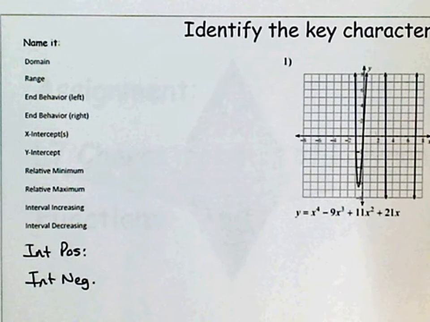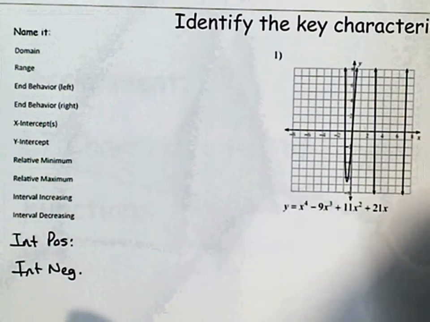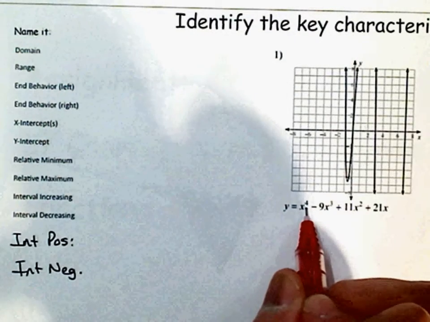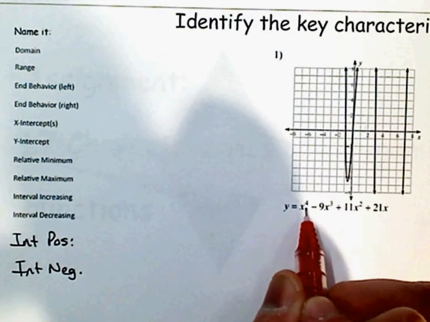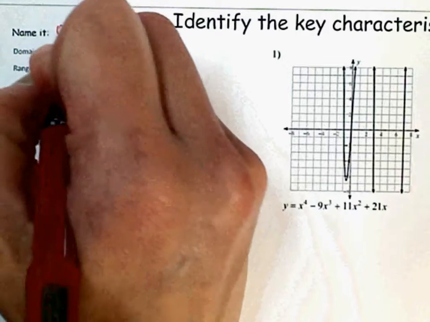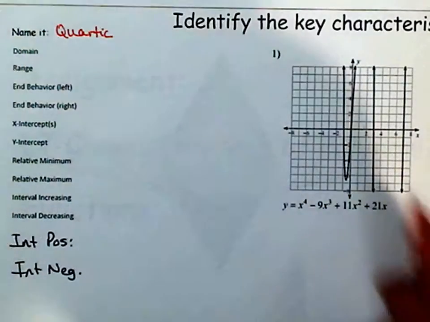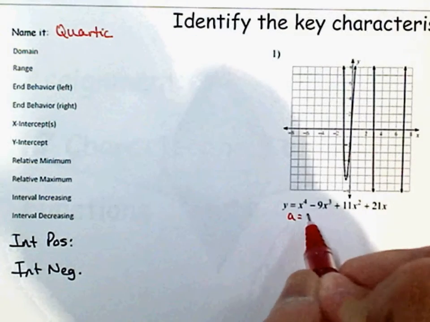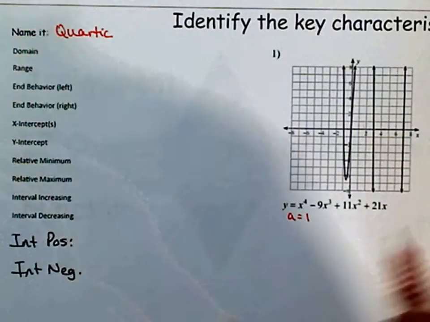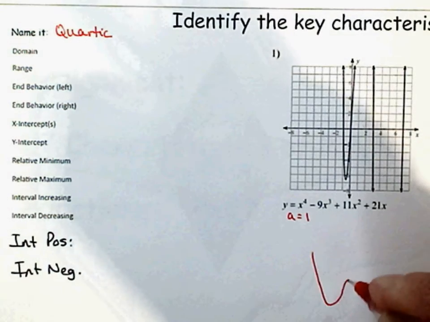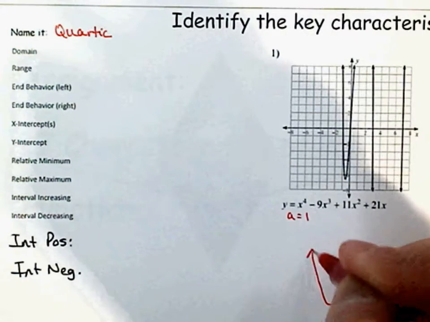Now, if you take a look, you got to see what kind of graph it is, okay? Notice how your 4, this is a quartic, so we're going to name it. Your highest degree is a 4. Your A is positive. See how there's a 1 right there? So your graph will look something like this, right?